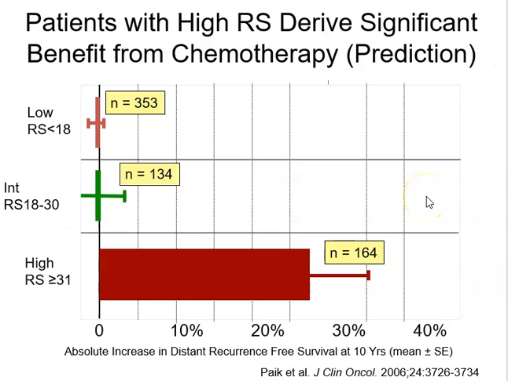And this is the same sort of data in a different way, showing the absolute increase in distant recurrence-free survival at 10 years, showing that the low and the intermediate groups have no absolute benefit at 10 years, whereas the high recurrence score group have a really significant survival benefit at 10 years if their chemotherapy is given compared to patients where chemotherapy is not given.